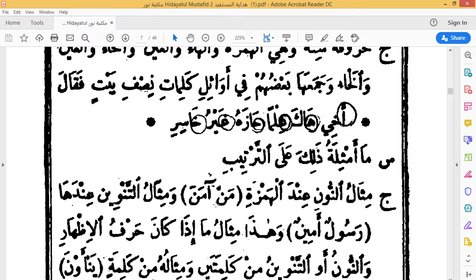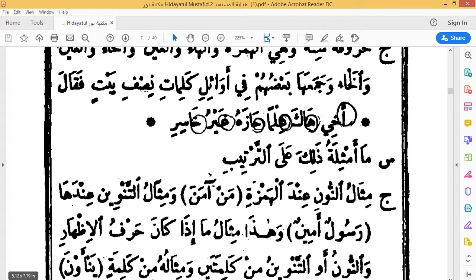Then the example of tanween with Hamza is the next example we want to take now. Rasulun amin. Even though there is no nun there, you pronounce it as if you have lam with dhamma, then nun sukun, and then amin. So you assume as if you put nun sakina here, then this one is only lam with dhamma. So rasulun amin.